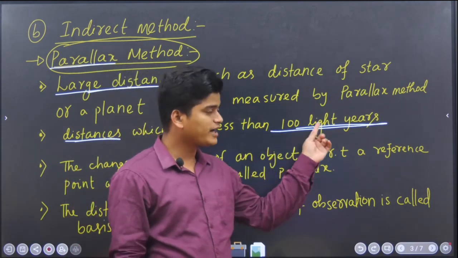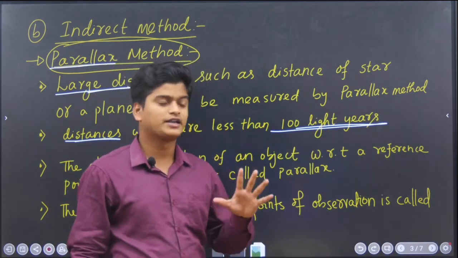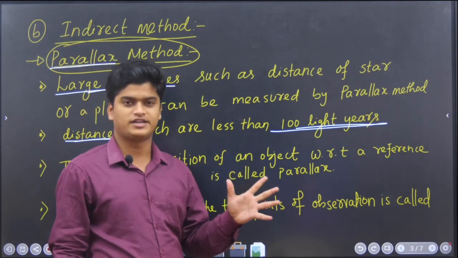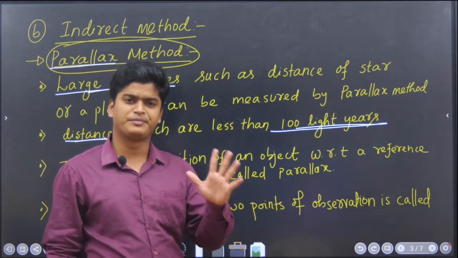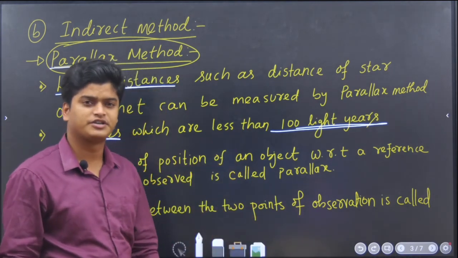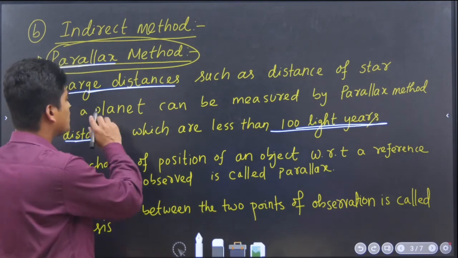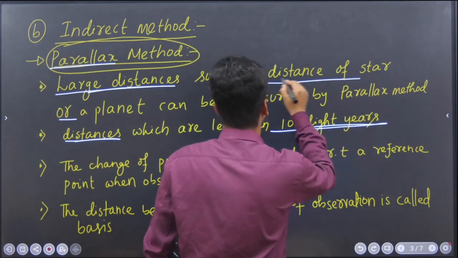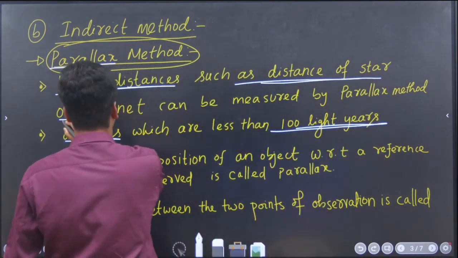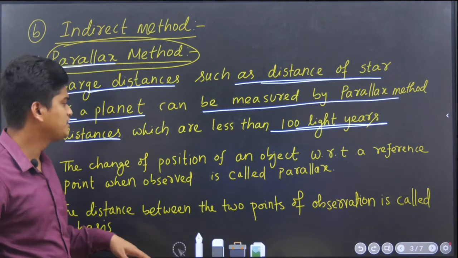And remember, this 100 light years itself is a very big distance, because 1 light year is basically the distance travelled by light in 1 year. That is also a big distance, of the order of 10 to the power 15 meters or 10 to the power 16 meters. Large distances such as the distance of a star or a planet can be measured by the parallax method.